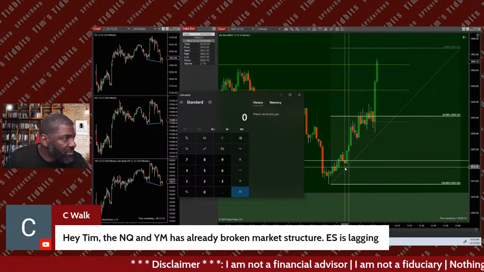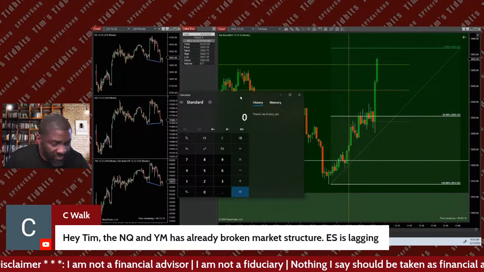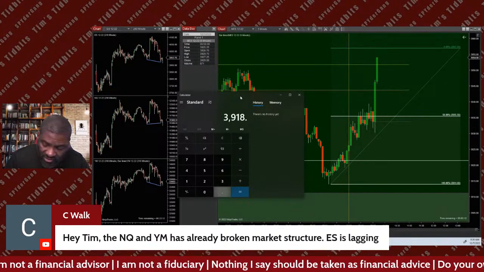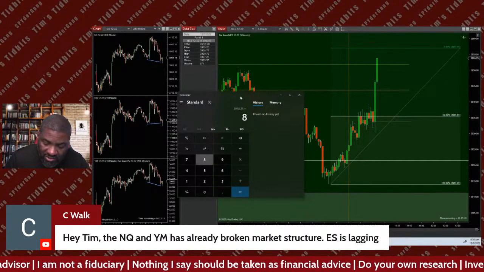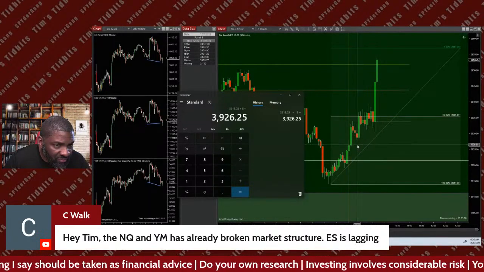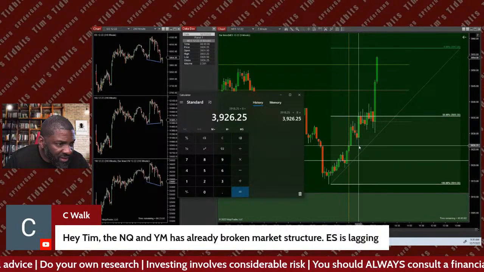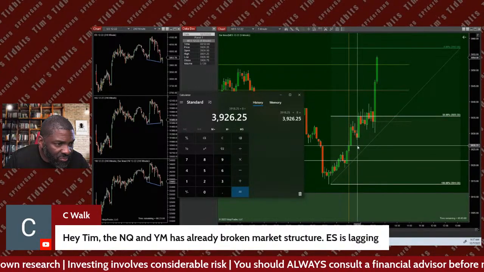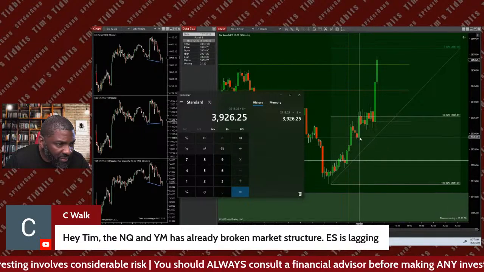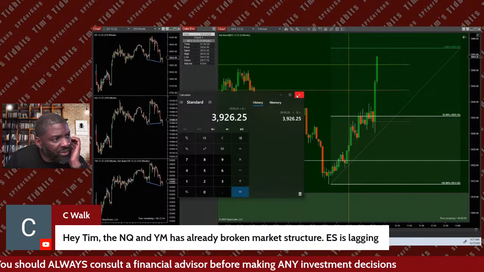So this low right here is 39.19.25, 39.18.25 plus 8, so 39.26.25. No, I wouldn't have got picked up. The highest I could get in would be right there. So I wouldn't have got picked up on that. So I would have been looking at this fair value gap right there.